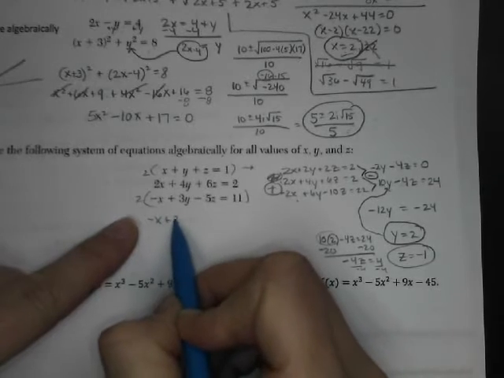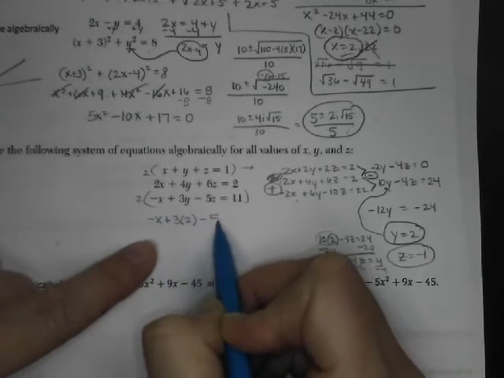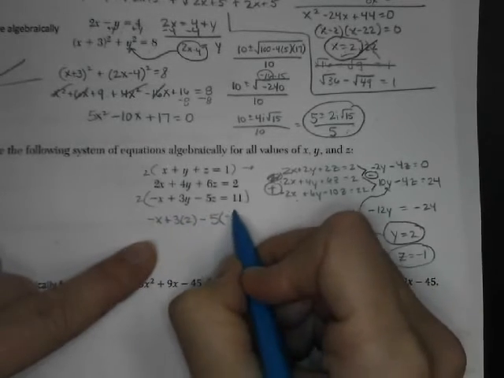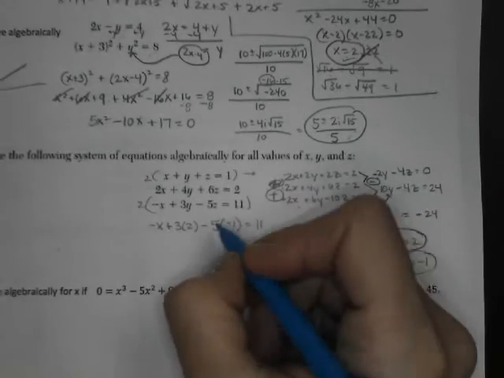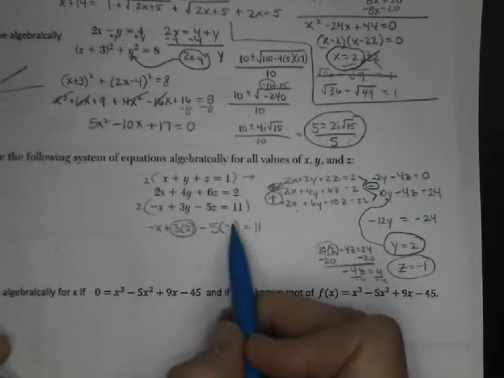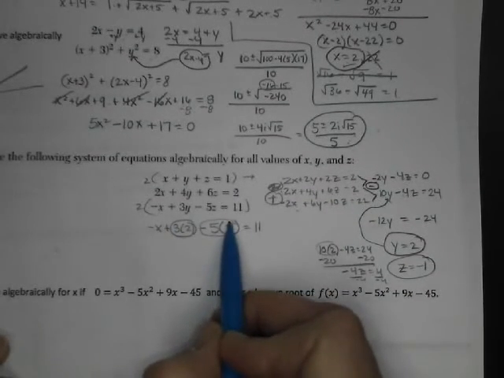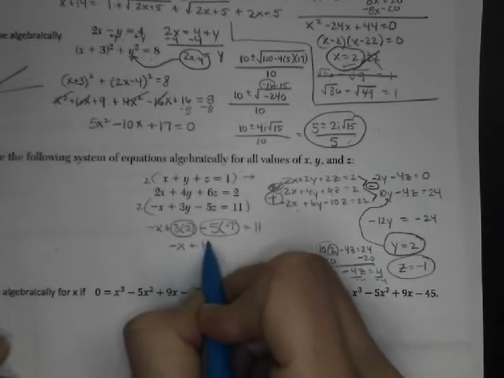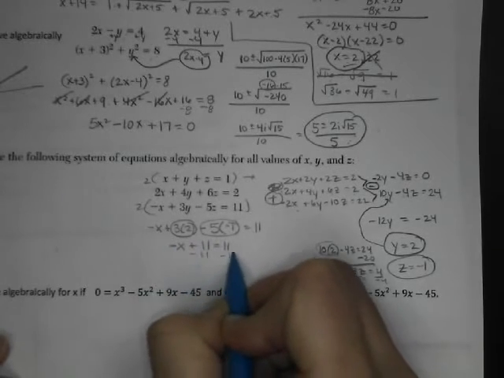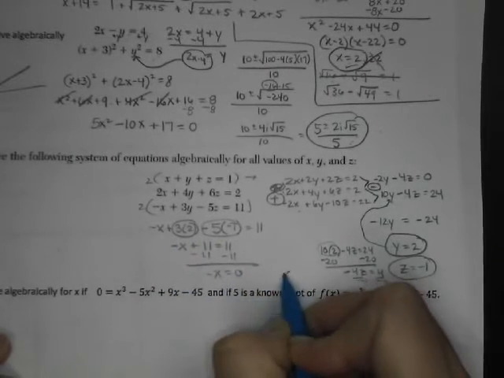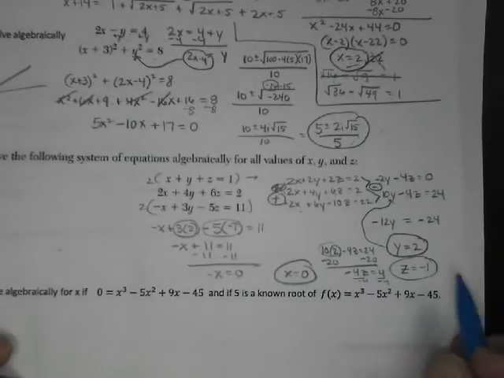Back it up into one of the originals. Negative x plus 3 times your y of 2 minus 5 times your z of negative 1 equals 11. So this is 6 plus 5, which is 11. Subtract 11 from both sides. Negative x equals 0, x equals 0, and you have all three answers.